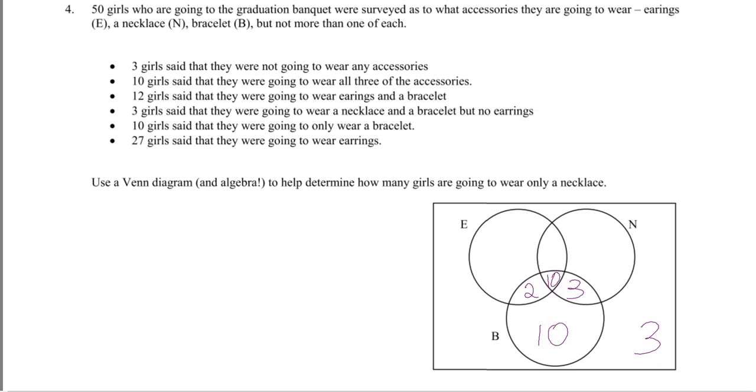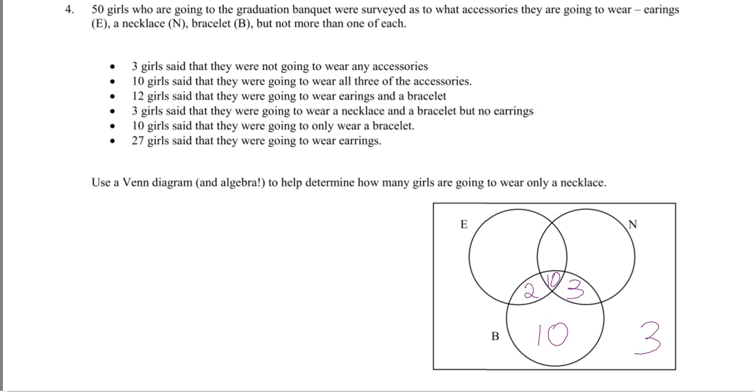27 girls said they were going to wear earrings. So, all right, do we have anything in here? 3 girls said not any. 10 are going to wear all 3. 1 girl said earrings and a bracelet. 2 girls said necklace and bracelet, but no earrings. 10 girls said they were going to wear only a bracelet. 27 girls said they were going to wear earrings. How many are going to wear only a necklace?